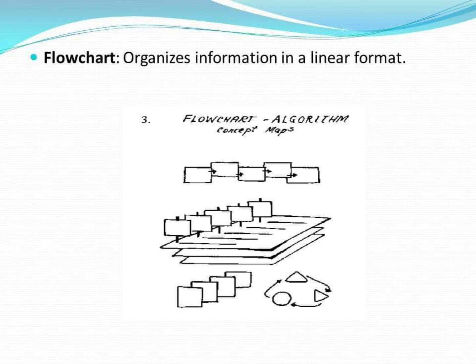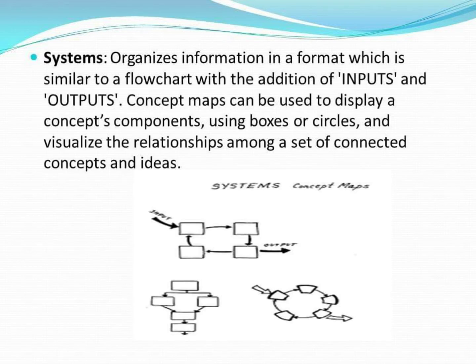The third one is flowchart. Flowchart organizes information in a linear format. The last one is the systems. Systems organizes information in a format which is similar to a flowchart with the addition of inputs and outputs. Concept maps can be used to display a concept's components using boxes or circles and visualize the relationships among a set of connected concepts and ideas.